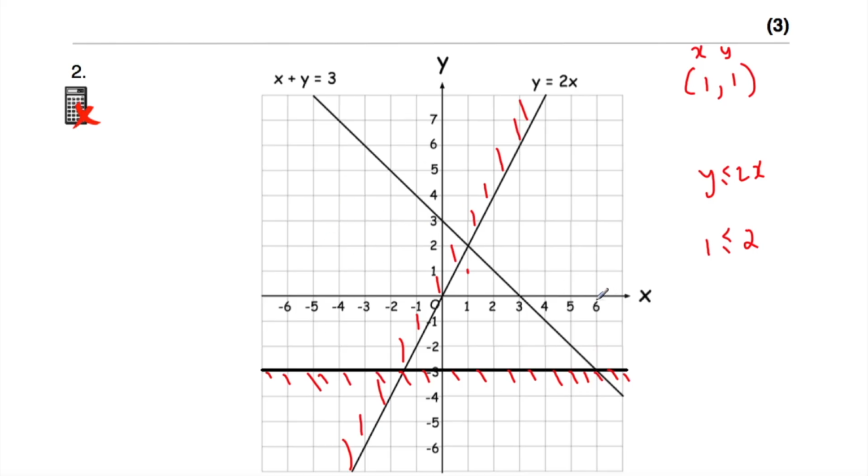And let's just check this point here, (6, 0). So the x-coordinate is 6 and the y-coordinate is 0. Is 0 less than 2 times 6? That's 12. 0 is less than 12. Yeah, that works. And if you choose a point up here somewhere, it wouldn't work.